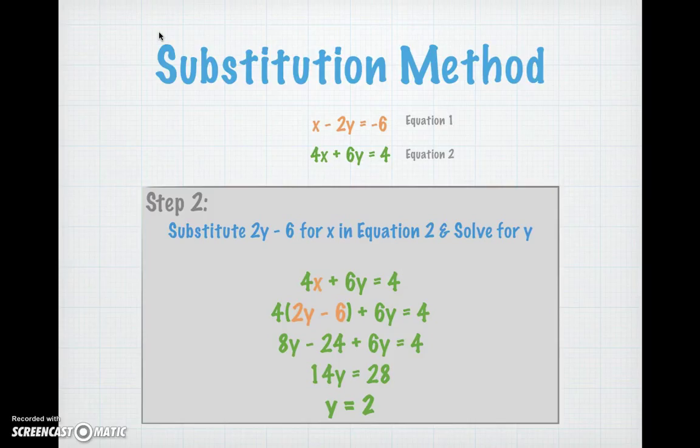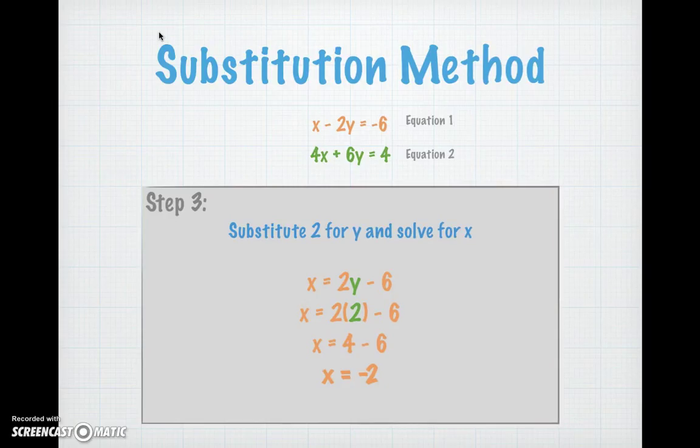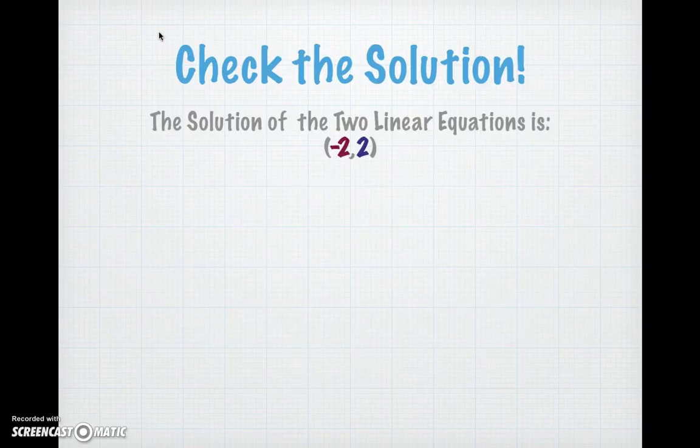Now that I have 2 for my y, I can take that and input it into either one of my equations. For simplicity's sake, I'm going to take equation 1, which I had solved for x. So I'm going to take 2, put it in for y, and I get x equals 2 times 2 minus 6, which simplifies down to x equals 4 minus 6, which then equals x equals negative 2. Now that I have my 2 coordinates, I will check my solution by putting negative 2 in for my x and 2 for my y.